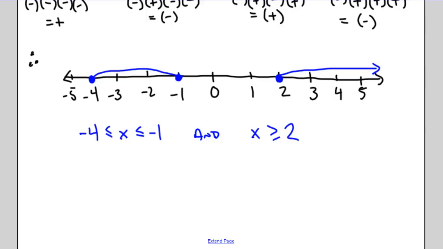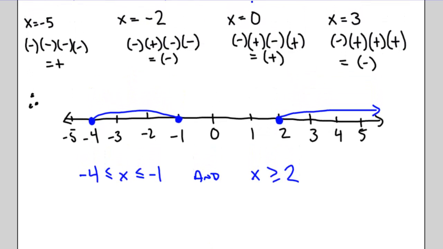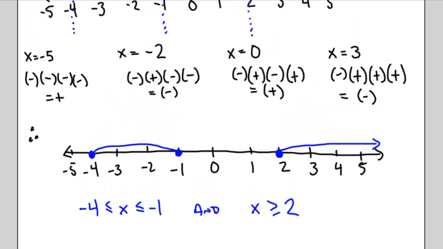And that's how we can take these inequalities and solve them algebraically.